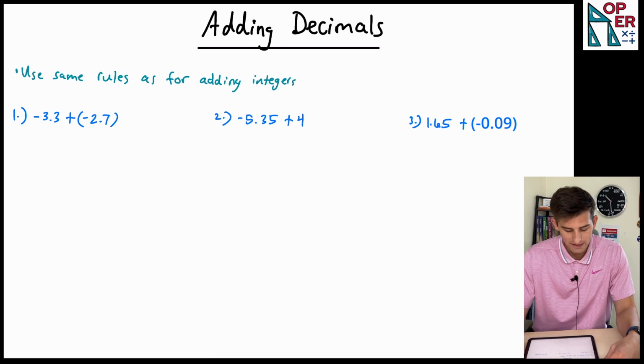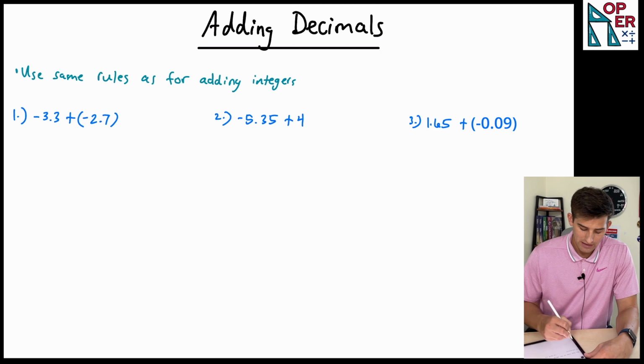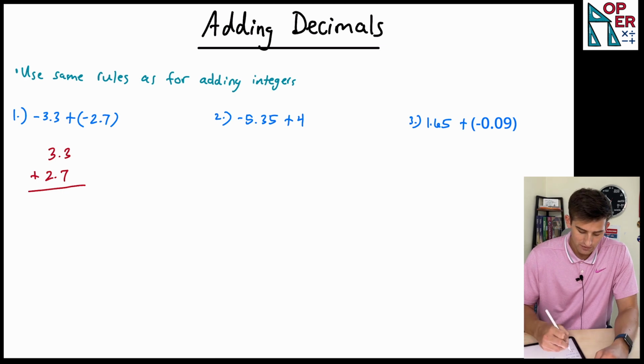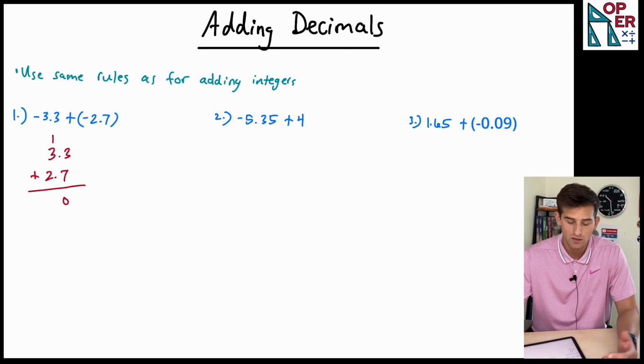So number one, we see negative 3.3 plus negative 2.7. Anytime we have integers, or in this case decimals, where the signs are the same, we can go ahead and add those absolute values. So that would be like just having 3.3 plus 2.7. Now when we add those, we can add vertically. 7 plus 3 would be 10, so we put our 0 down and then we carry the 1.